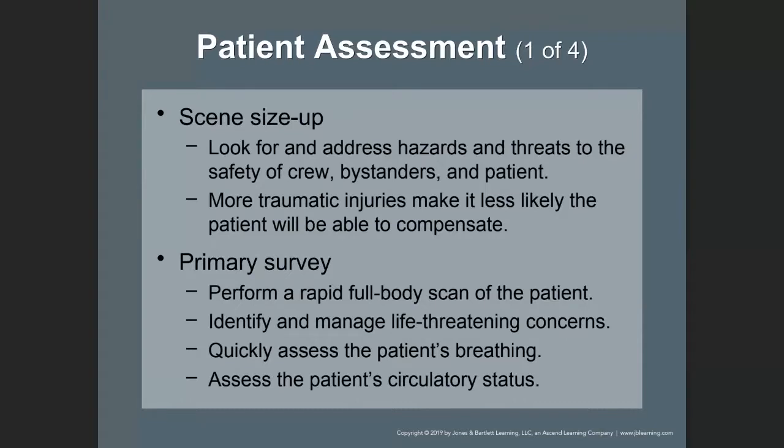Now, patient assessment. Scene size up: look for and address hazards and threats to the safety of crew, bystanders, and patient. More traumatic injuries make it less likely that the patient will be able to compensate. Once we have completed the scene size up, the next phase is your primary survey or primary assessment. Perform a rapid full body scan of the patient, identify and manage life-threatening concerns, quickly assess the patient's breathing, and assess the patient's circulatory status.